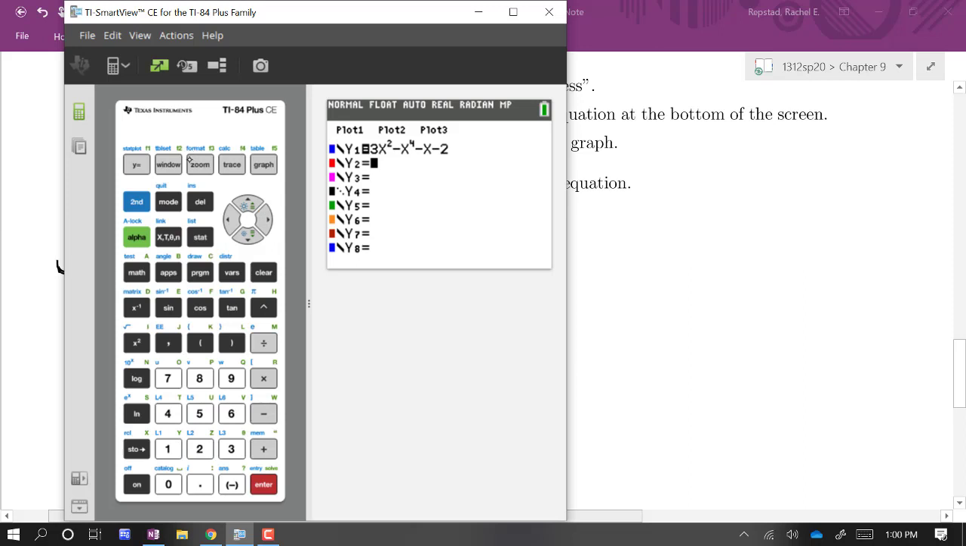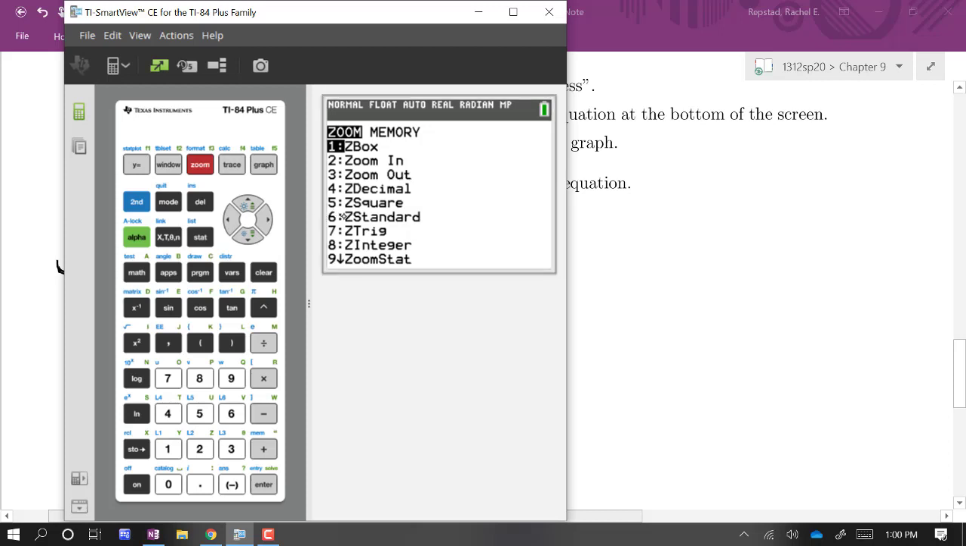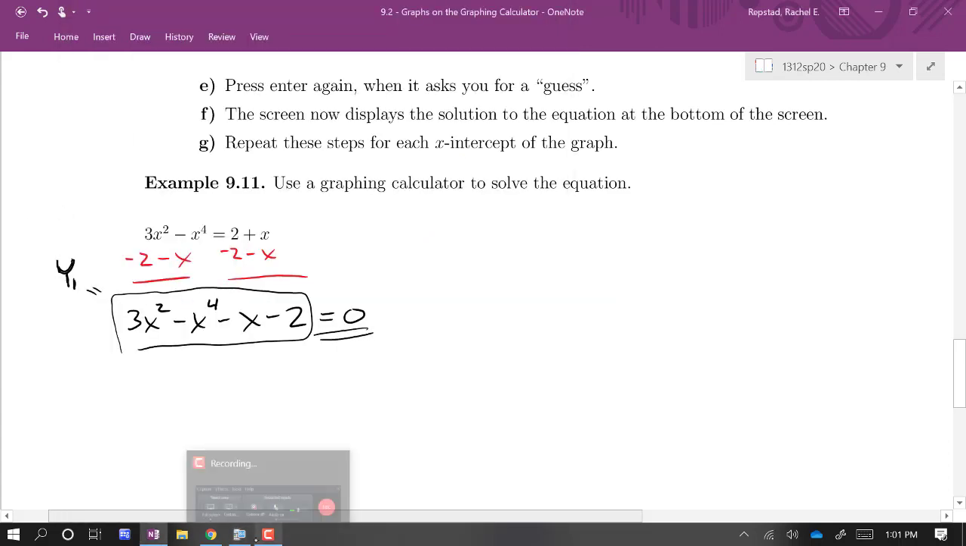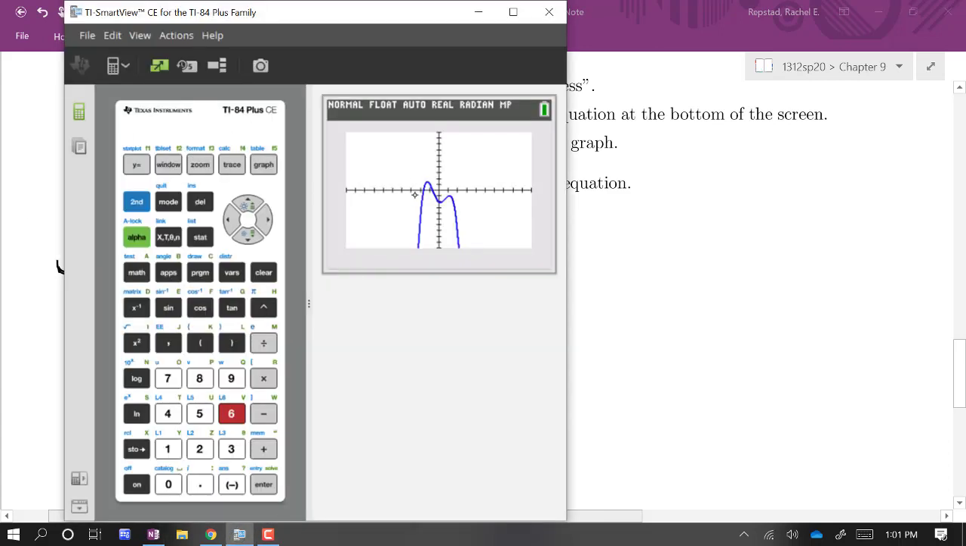Now usually I start out just by looking at it on the standard window. If you hit the zoom button, on mine it's option 6, Z standard. That'll bring it to the minus 10 to 10 on both axes, so I'm just going to use that option. Okay, so here is the graph of the function. Now I want to know where this function is equal to 0, right? So in the graph, that just means I want to know where it crosses the x-axis.